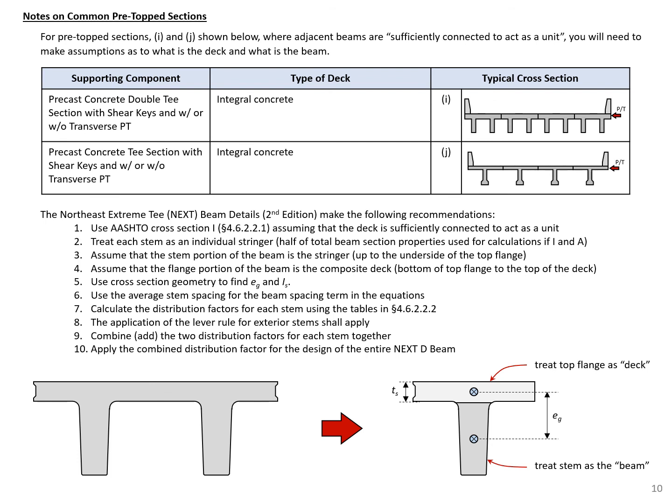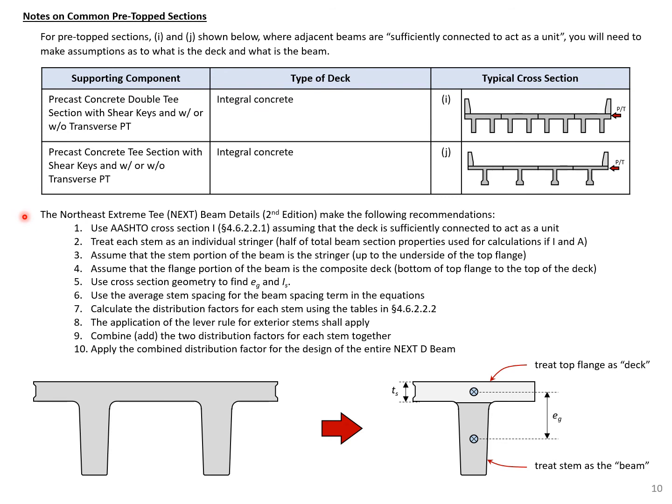The last part of this example, I wanted to highlight some different notes on some common pre-topped sections. So for our pre-topped sections, we can go to categories I and J from our AASHTO distribution factor tables. And we can generally assume that we have a sufficient connection so that the entire bridge acts as a unit. With the modern connections with UHPC and cast-in-place joints, this will typically be the case.